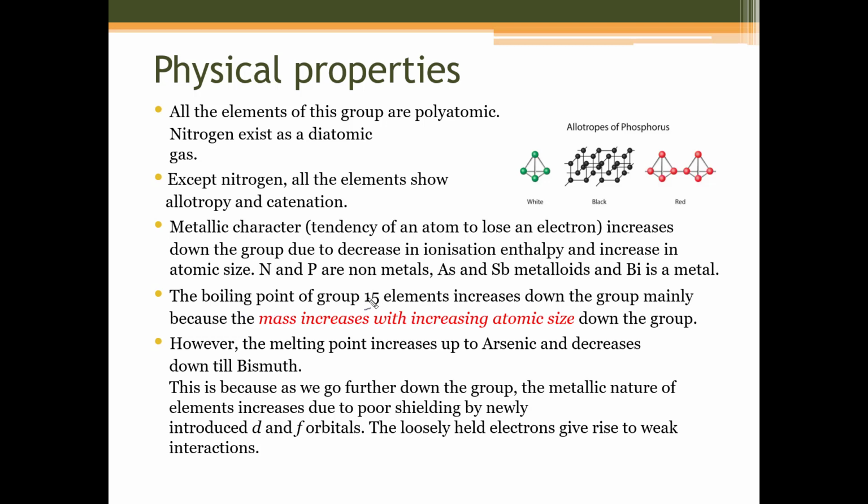The boiling point of group 15 elements increases down the group mainly because the mass increases with increasing atomic size down the group. However, the melting point increases up to arsenic and decreases down till bismuth. This is because as we go further down the group, the metallic nature of elements increases due to poor shielding by newly introduced d and f orbitals. And so the loosely held electrons give rise to weak interactions.